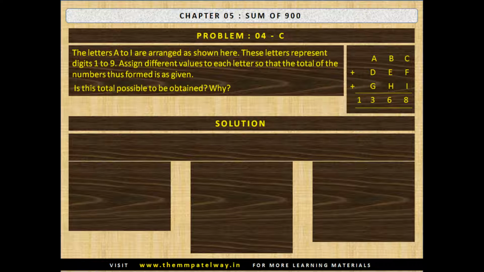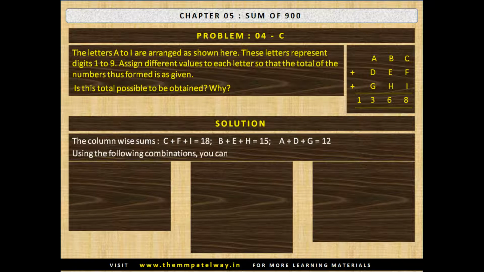The answer is the total is possible to be obtained because 1368 is divisible by 9. The column-wise sums will be as follows. C plus F plus I will be equal to 18, B plus E plus H will be equal to 15, and A plus D plus G will be equal to 12.